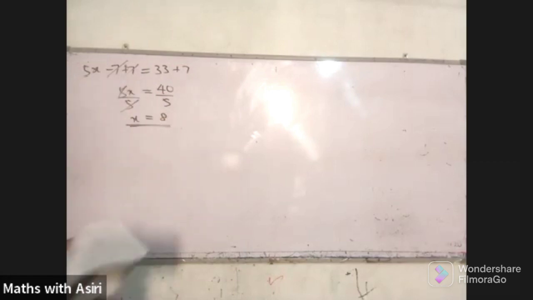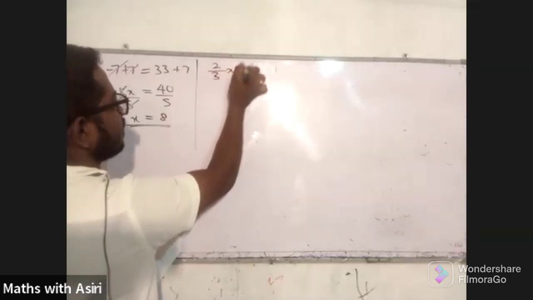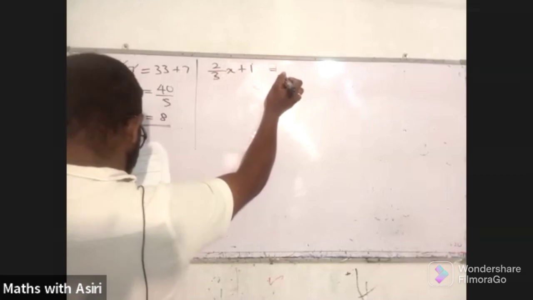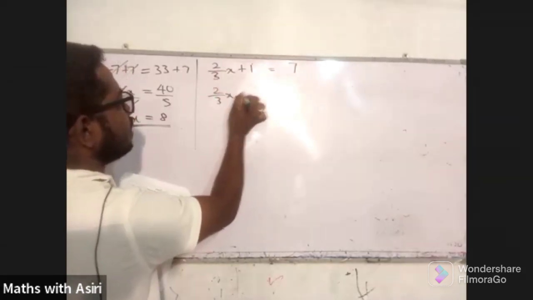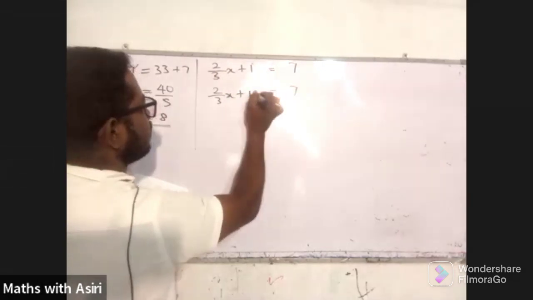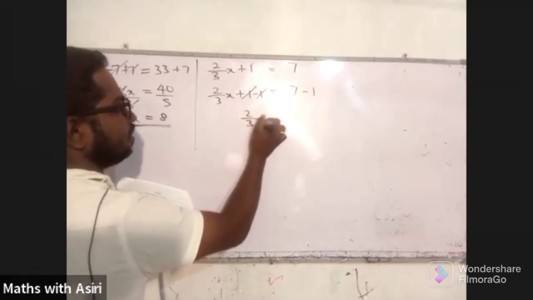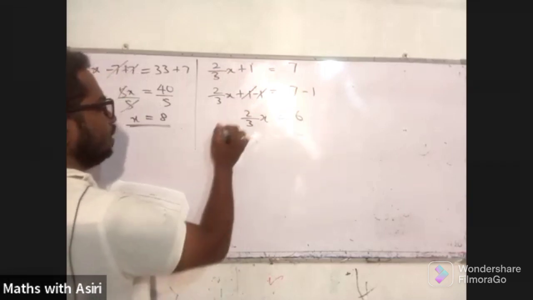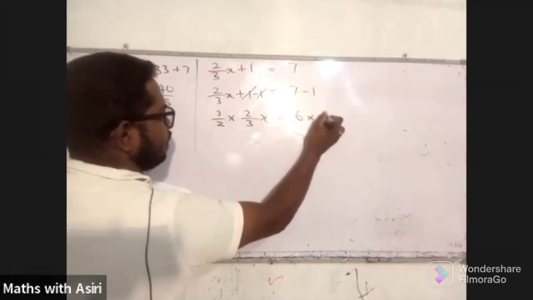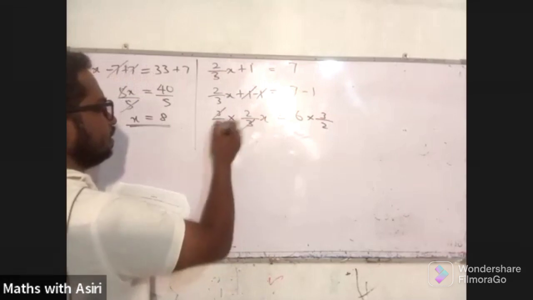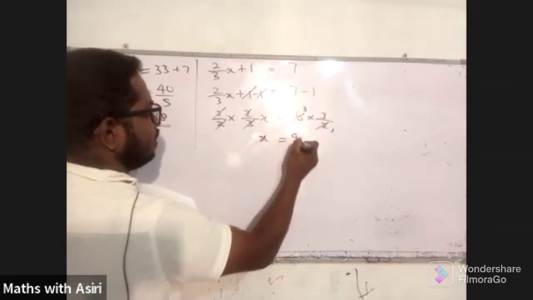Question number 2: 2 over 3 x plus 1 equals 7. Apply minus 1 to both sides. Plus 1 cancels. Then multiply by 3 over 2 to cancel 2 over 3. 3 cancels, 2 cancels. x equals 9.